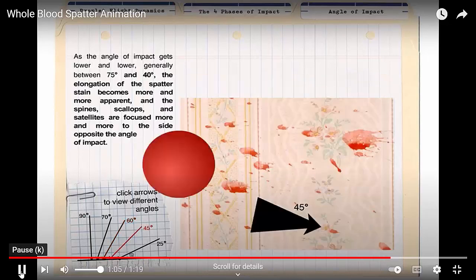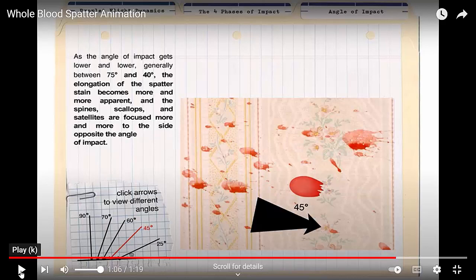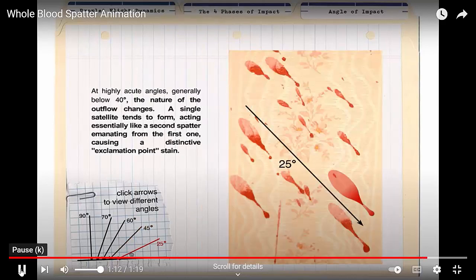Okay, so we have 45 degrees now, and they changed up the direction for us, and now they're going to move us to 25 degrees. At highly acute angles, generally below 40 degrees, the nature of the outflow changes. A single satellite tends to form, acting essentially like a second spatter emanating from the first one, causing a distinctive exclamation point stage.